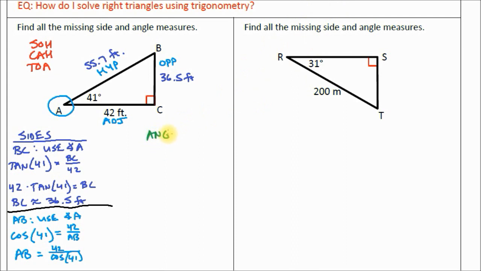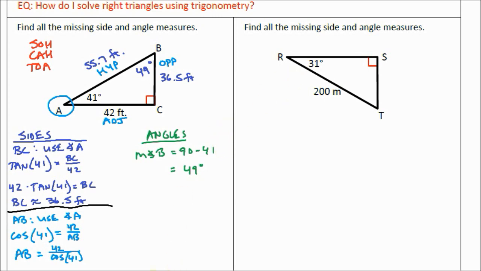And this part is easy because we've already been given one angle, and that means we know that the measure of angle B must be 90 minus 41. Remember, one of our angles is already a right angle. That means we only have 90 degrees left to split between angle A and angle B. So the measure of angle B is equal to 49 degrees. So I can go ahead and label the triangle 49 degrees, and you can see all of our angles and all of our sides have now been solved.